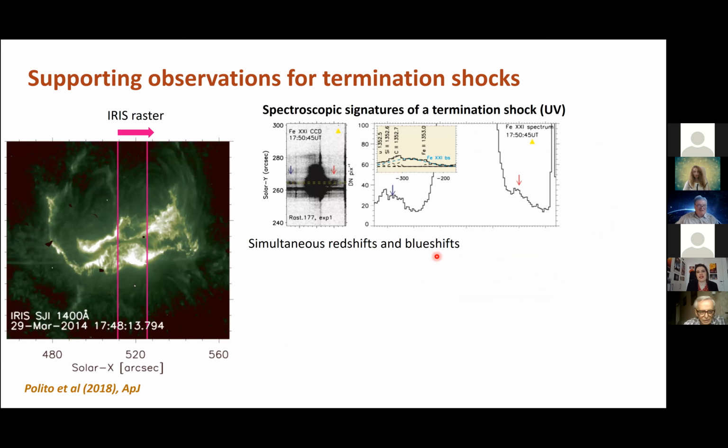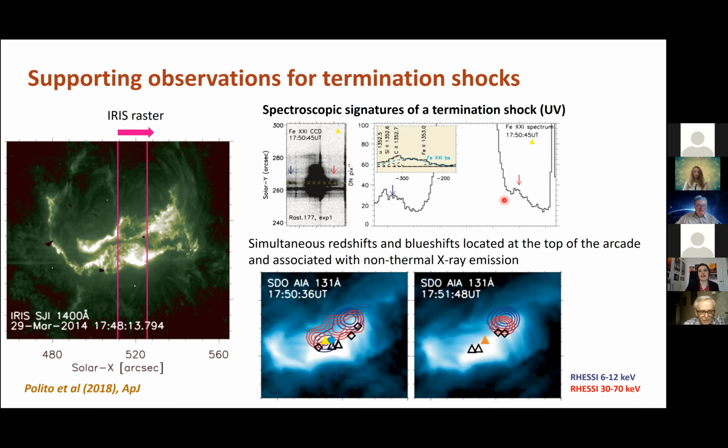Another way to look at shocks is to really look at the downflows that we see in EUV. And one way to do that, on top of just looking at images, is to look at spectroscopic measurements. This was a study using IRIS, which provides spectral information in the corona during this solar flare. We have an example here of profiles seen by IRIS, where we have both a blue shift and a red shift in the line profile.